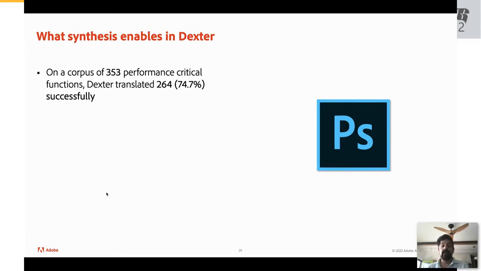The total compile time here was 200 hours on 60 cores. As you can see, this is a fairly heavyweight piece of machinery to run. However, even given that, I would say that in terms of the programmer effort to translate 353 performance critical image processing functions, I would call it a huge win. Saving 200 hours is pretty great.